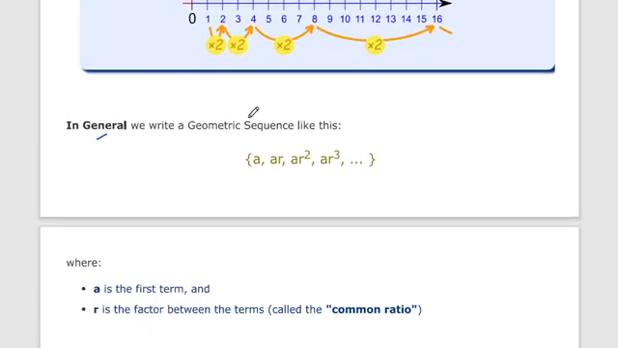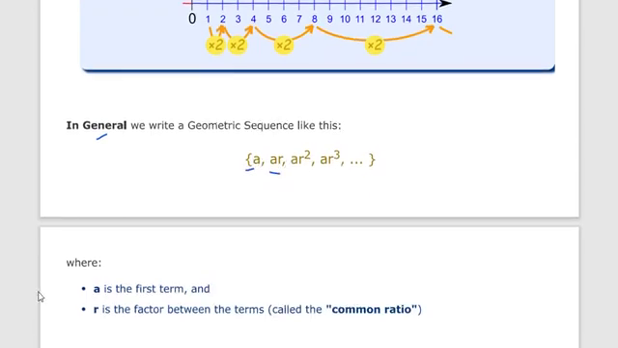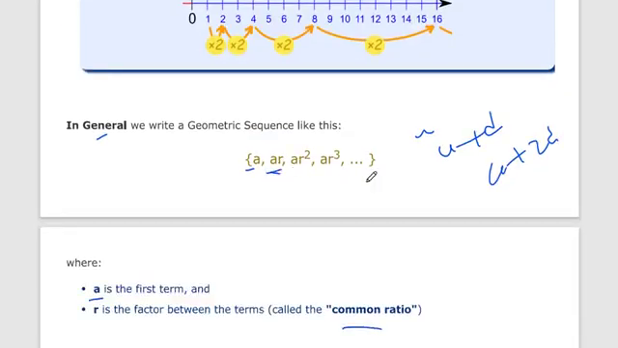In general we write a geometric sequence like this: a, ar, where a is the first term and r is the factor between the terms. It's also called the common ratio. In an arithmetic sequence we have addition, so we have a, a plus d, a plus 2d, like this. And in a geometric sequence we have the common ratio as a multiplication, so we can write ar squared, ar cubed.